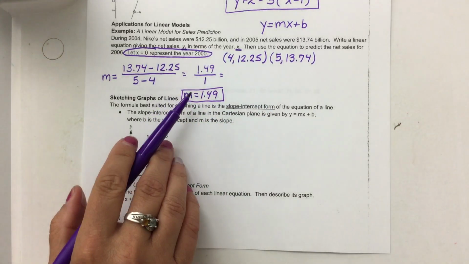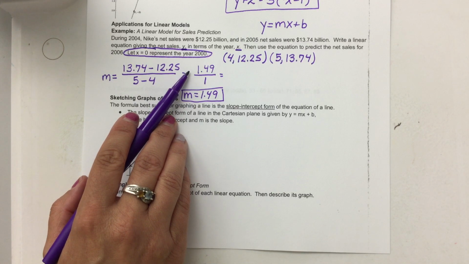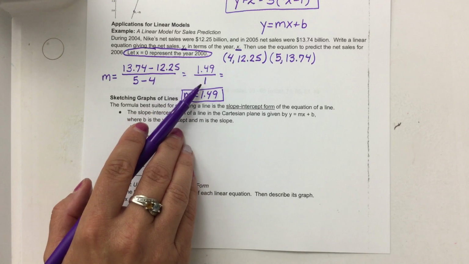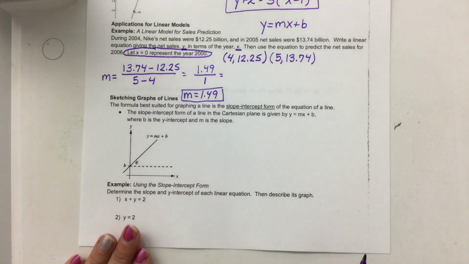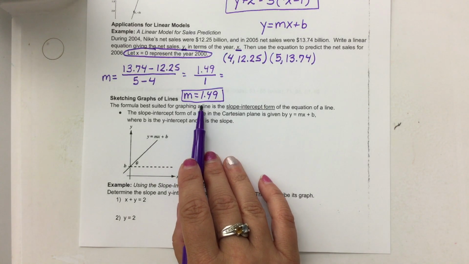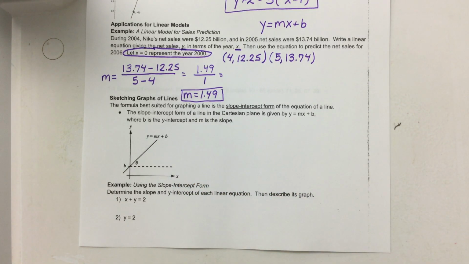What this means, this is really cool. This is positive. So Nike's net sales are rising. They're going up approximately 1.49 billion every 1 year. Super cool. Okay, but they're not asking us for the slope. We found the slope, which is super cool because we needed to, but they want an equation. And so if we look at point slope form, what we needed was 1 point and 1 slope.